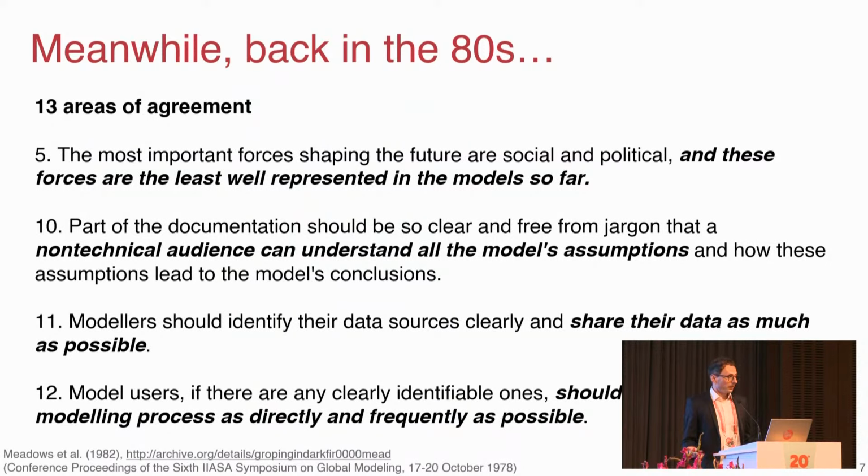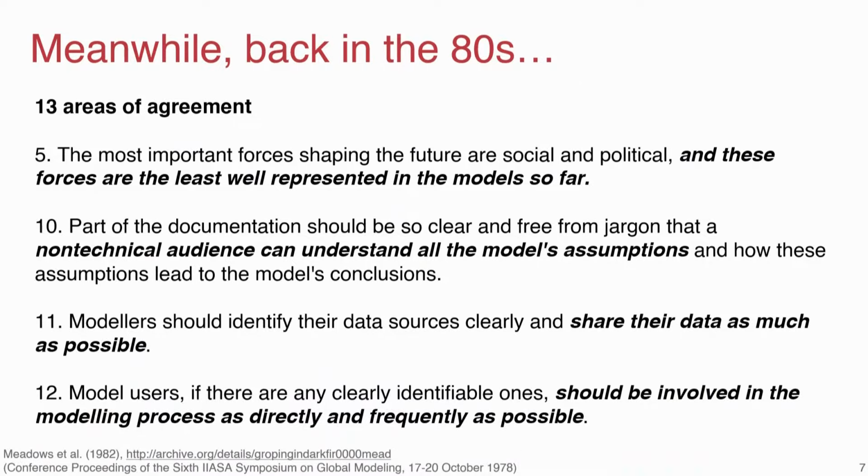But what's even more interesting are the areas of agreement. There are, again, 13 areas of agreement in here, and I've picked 4 of them that I find particularly interesting. Number 5, the most important forces shaping the future are social and political, and these forces are the least well represented in the models so far. Now consider we're in the 70s, 50 years later, we're still struggling with this.